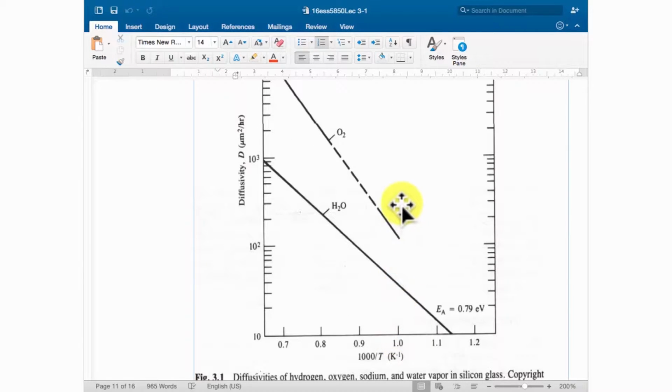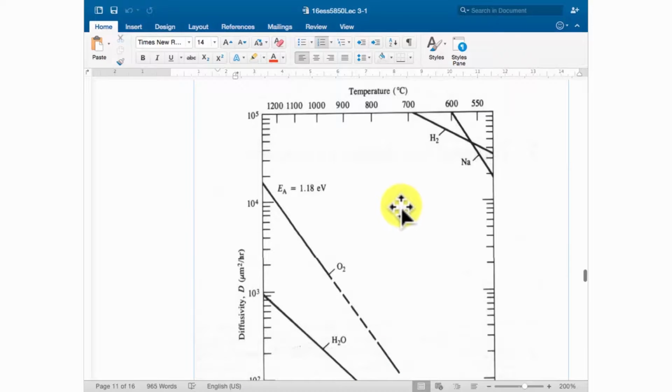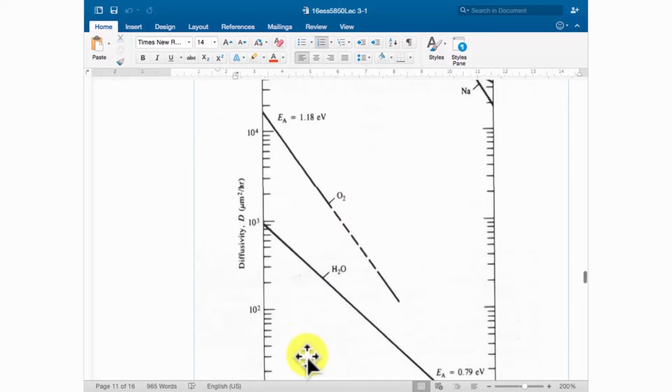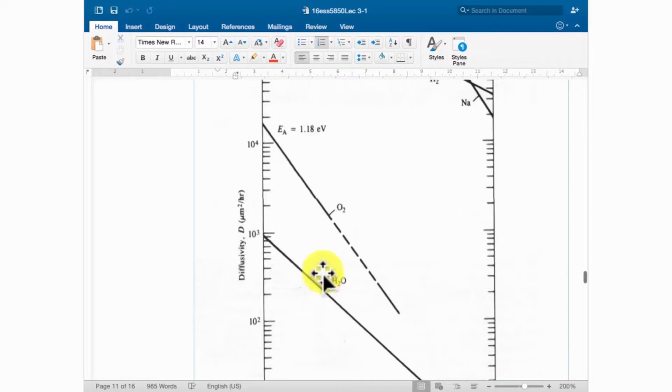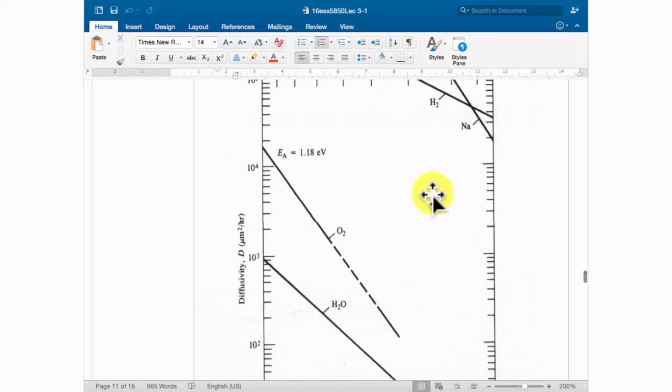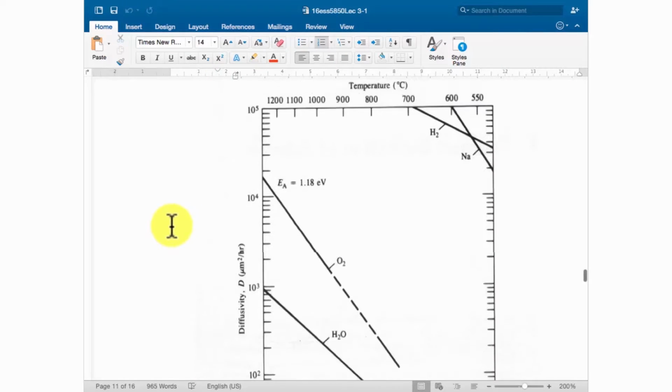Okay, you can see they have much different diffusivity. Sodium has the highest one, and hydrogen second. Oxygen and water have a lower diffusivity. And when you increase the temperature, you also can see the increment of the diffusivity for different kinds of gases or ions or atoms. Okay, so these are the first two things you can understand.